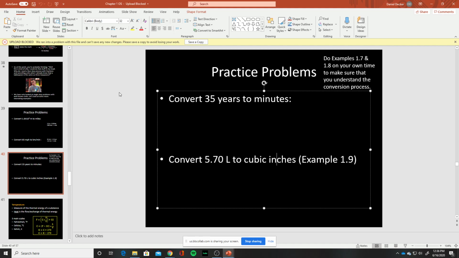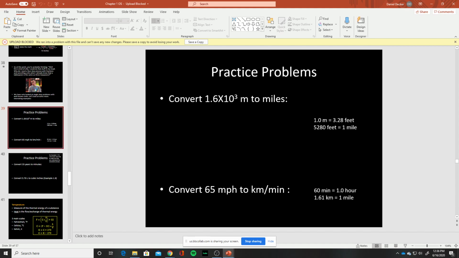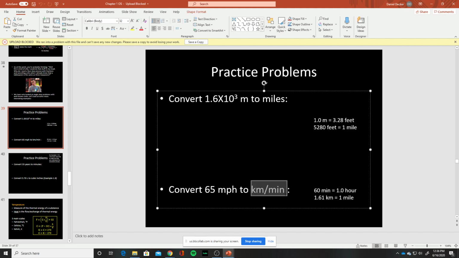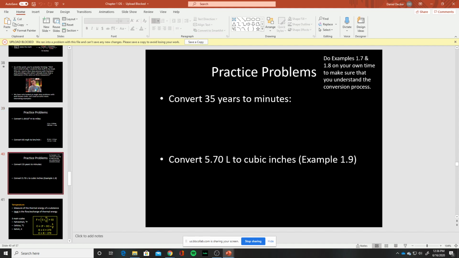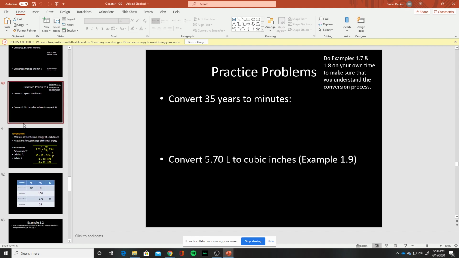So the easier ones would be something similar to this, where it's just one unit converted to one other unit. Medium difficulty might be something like this, where there's two units, one in the numerator and one in the denominator. And the more difficult ones would be where you have cubed units and perhaps even a cubed unit in the denominator, something like that. So you'll have examples of all those kinds.